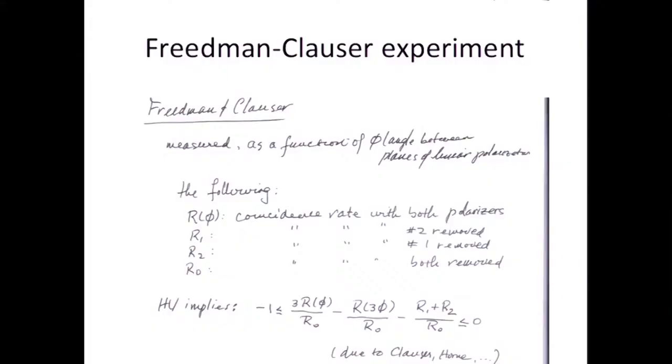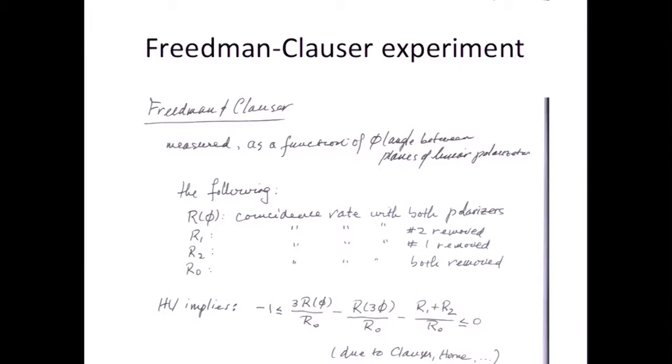Now, what they measured as a function of phi, the angle between the planes of linear polarization of these two polarizers, were the following quantities. The coincidence rate with both polarizers in, and the coincidence rates with one or the other polarizer removed, and that's an impressive feat in the context of this experiment. And finally, the coincidence rate with both polarizers removed.